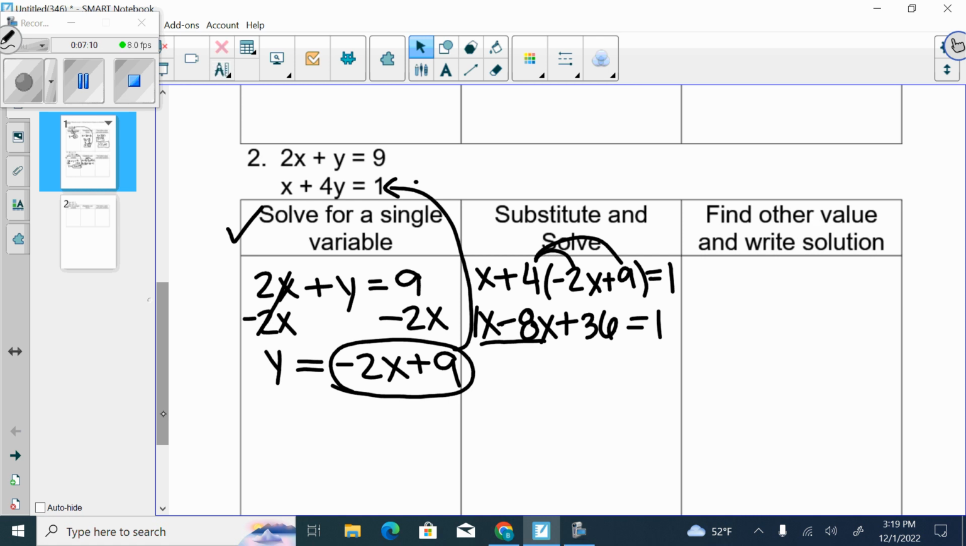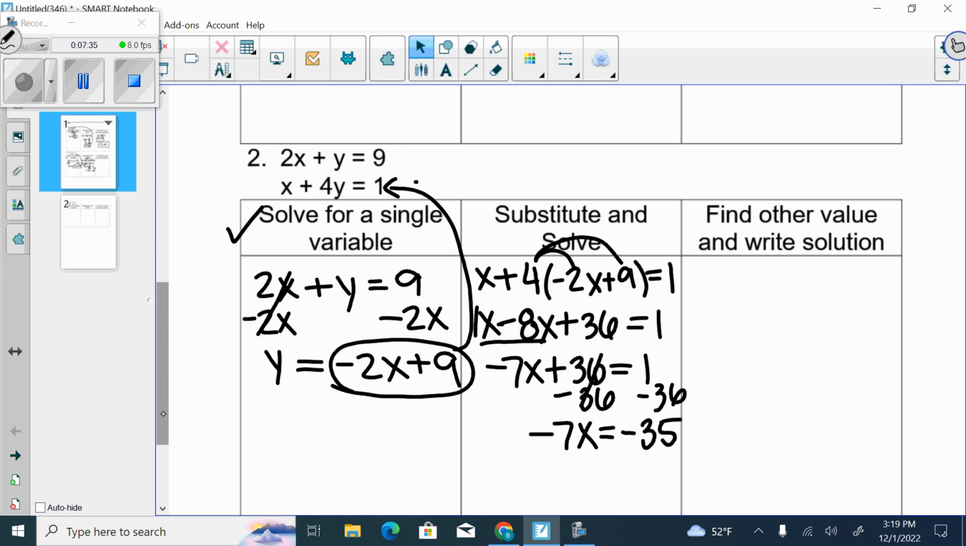Negative 7, right? So I've got negative 7x plus 36 equals 1. Okay, now what should we do? Subtract 36, very good. Okay, what is 1 minus 36? No, negative 35, yes, very good.